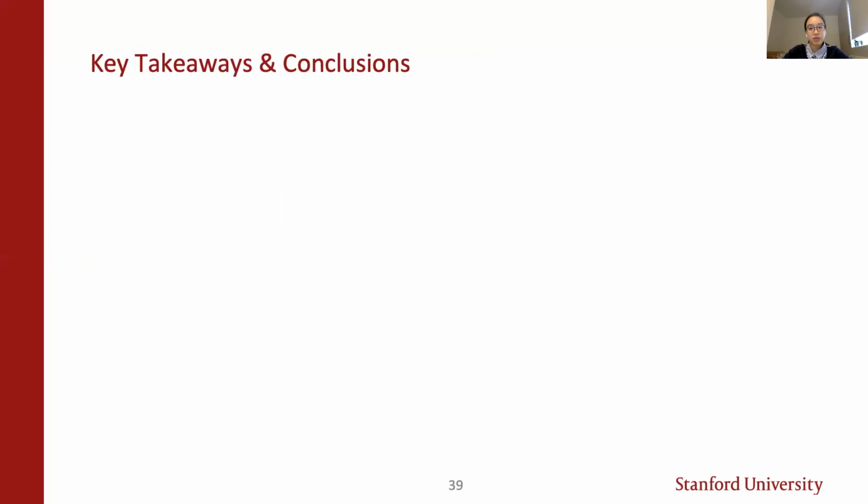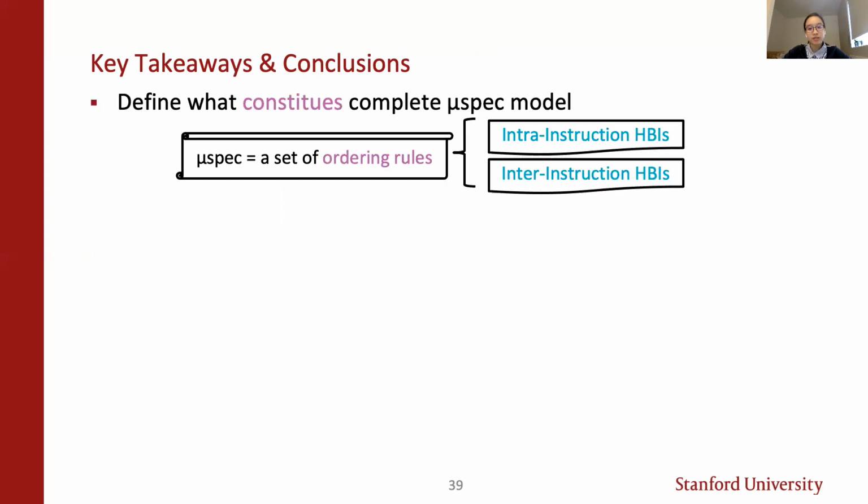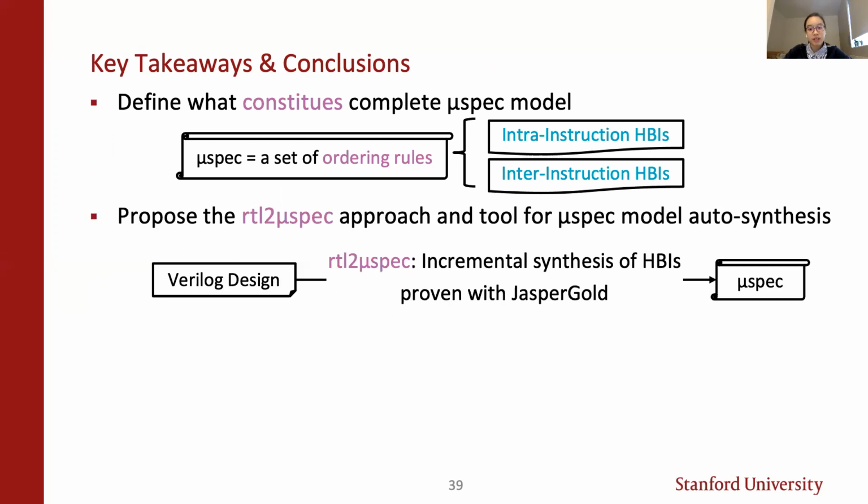In summary, we propose a new approach and tool for synthesizing correct MicroSpec models directly from RTL for efficient MCM verification. We achieve this by first defining what constitutes a complete MicroSpec model, namely intra-instruction HBIs and inter-instruction HBIs, as rules for instruction execution path and instruction interaction respectively. Second, we develop an incremental MicroSpec model synthesis procedure in which we enumerate all potential hardware events and interactions between them, generate hypotheses that will be proven or disproven by Jasper Gold, and include only those proven ones into the final correct-by-construction MuSpec model.